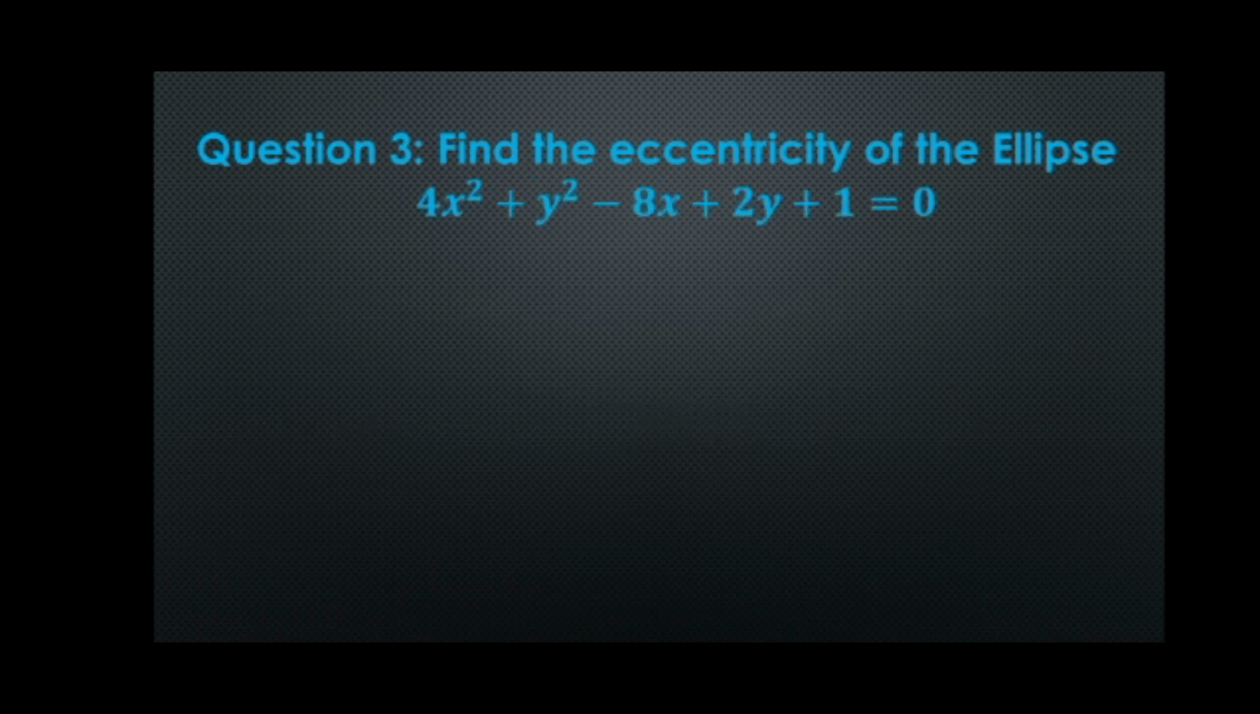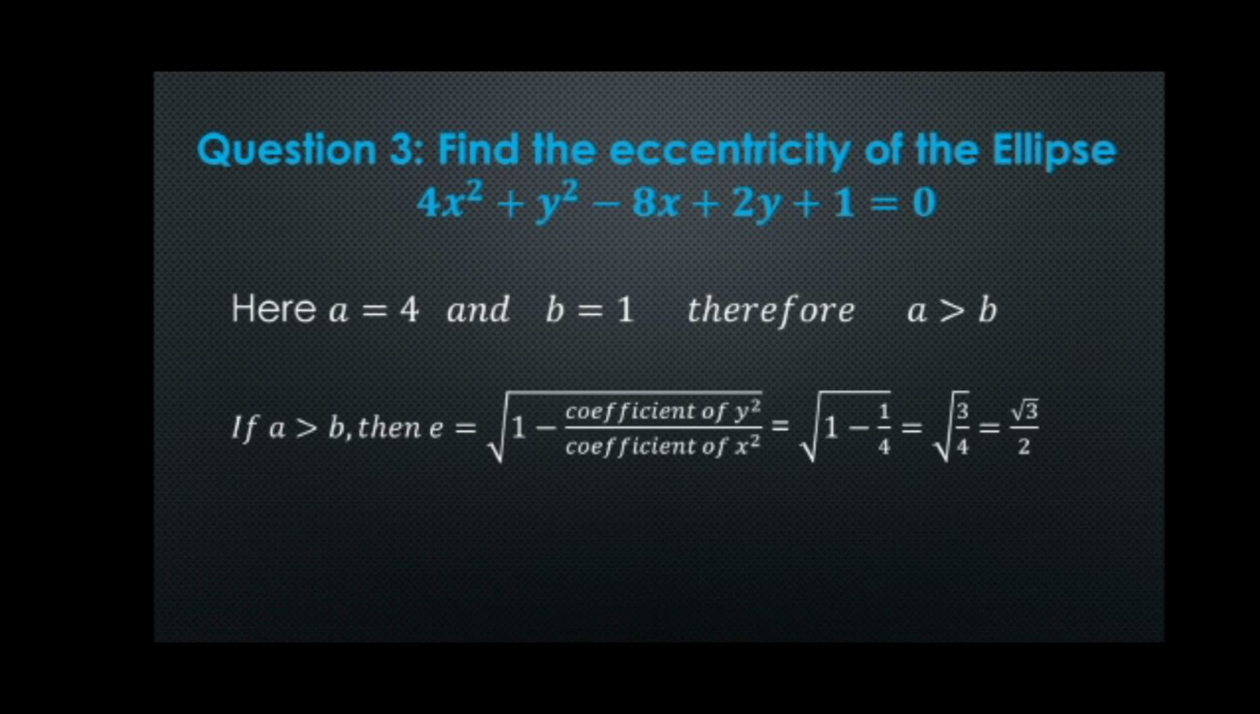Moving on to the next question, find the eccentricity of the ellipse 4x square plus y square minus 8x plus 2y plus 1 equal to 0. Here a equal to 4 and b equal to 1, therefore a is greater than b. If a is greater than b, then e equal to square root of 1 minus coefficient of y square divided by coefficient of x square, which is equal to square root of 1 minus 1 by 4. It will be root 3 divided by 2.